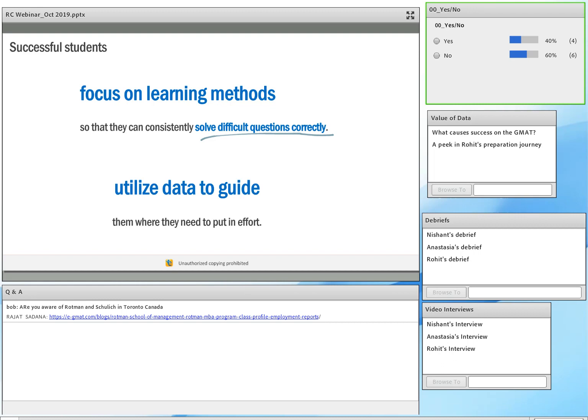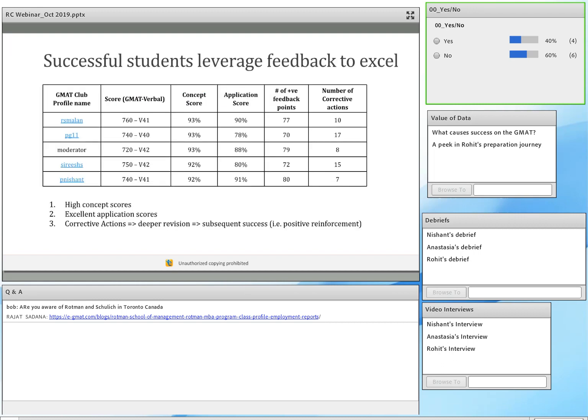So utilize data to your advantage so that you can put your precious time in the right direction and get to your goal of a 730 score. This is what I'm talking about in the article that I've shared with you, how successful students leverage data. The example you see is for the SC course, but as you've seen in Rohit's dashboard, you get similar feedback in all the courses in e-GMAT. Look at the number of feedback points, and the number of corrective action needed feedback points, that these successful students got. This is Rohit's story.